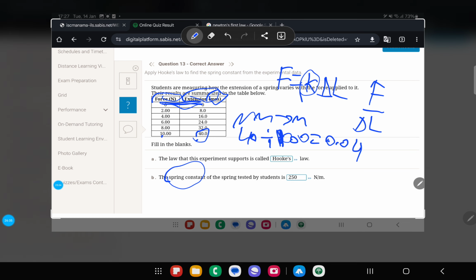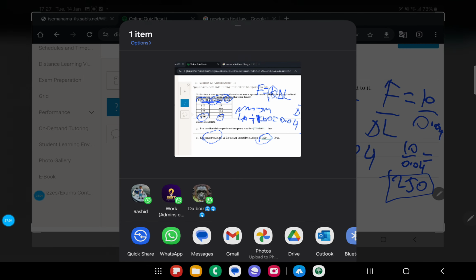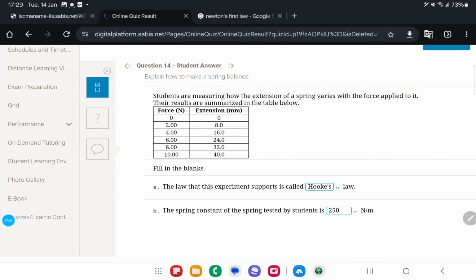0.04. Okay? And the force is 10. So force is 10 over the extension, which is 0.04. 10 over 0.04 is, let me check, 10 divided by 0.04 is 250. And yes, indeed, it is 250. That's it.